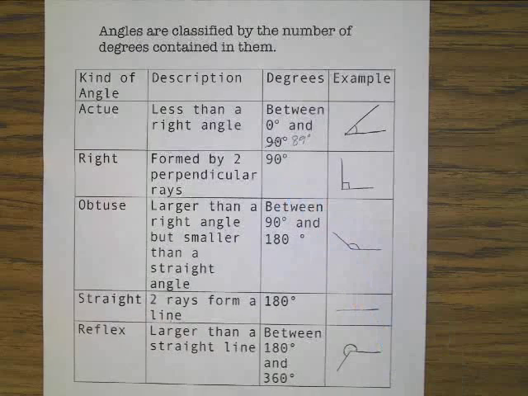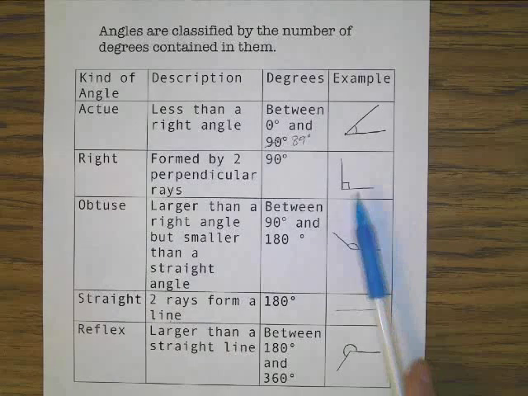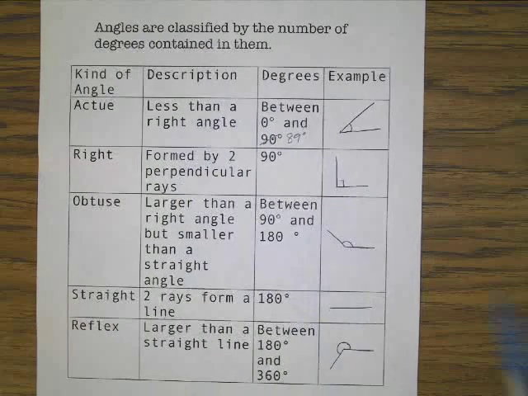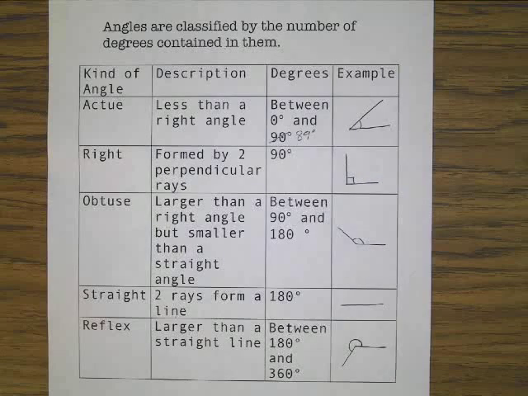The next one is a right angle, and as Evan told us, when we have a right angle, it measures 90 degrees. Nothing else but 90 degrees. And it is two rays that are perpendicular. Here's an example of a right angle. And the really cool thing is if you ever see something labeled, it will have a square to show that it's a right angle.